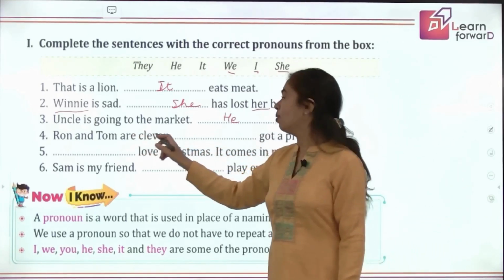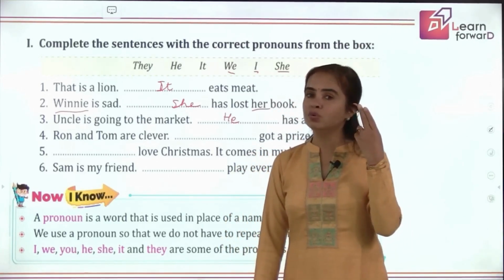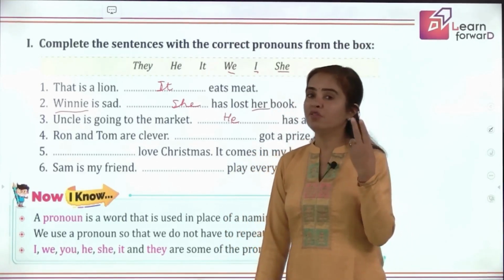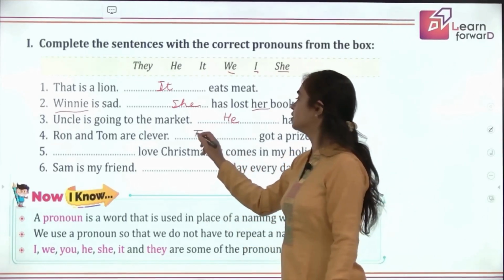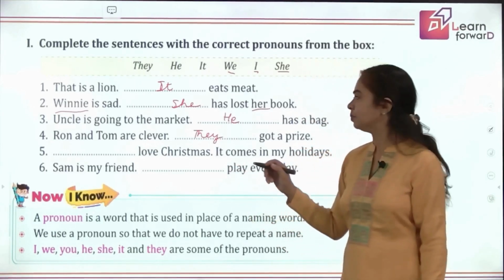Ron and Tom are clever. Now, what do you see here? We are talking about two. So, they are plural. And for plural, when we talk about third person, we say they. They are clever. They got a prize.